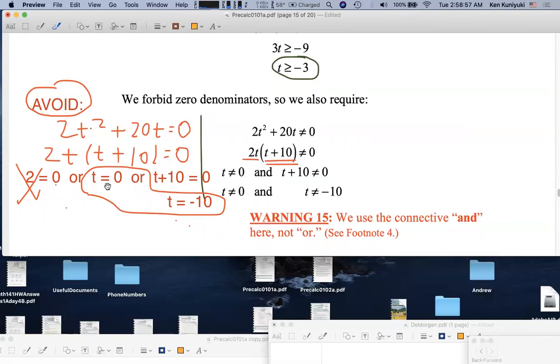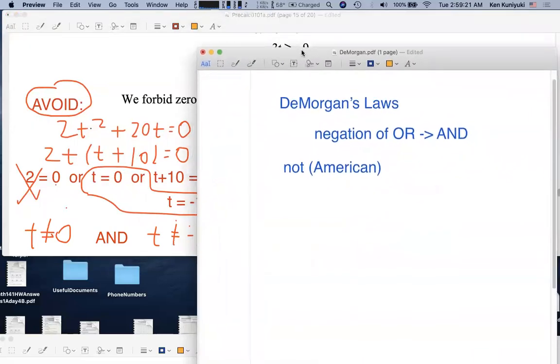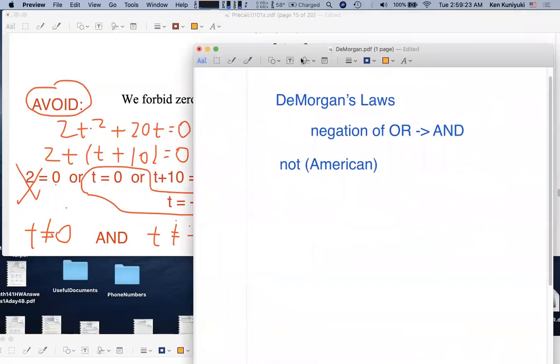Okay, so what's the negation of this? The negation is t cannot be 0 and t cannot be negative 10. Of course, you're wondering, why are we going from or to and? That's a logical rule called De Morgan's laws. It's a set of rules. Basically, De Morgan's laws say that the negation of an or expression is an and expression, and vice versa.